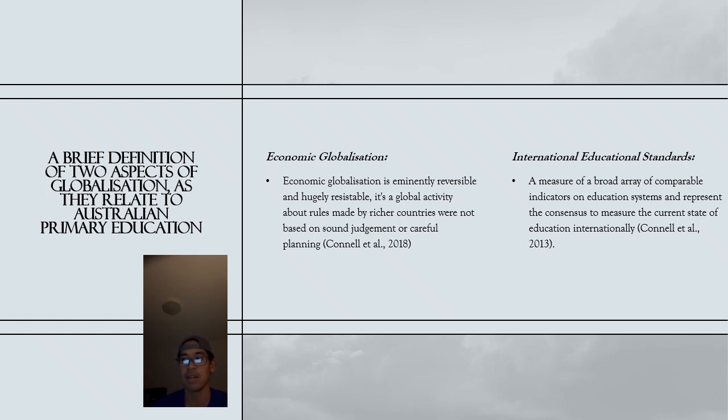On the other hand, international educational standards are used as a measure of comparable indicators on educational systems, and they represent the consensus to measure the current state of education internationally. Evaluation can be conducted in various ways, and the Organization for Economic Cooperation and Development's Education at a Glance series, or OECD, is an example, which enables comparison of some aspects of different countries' educational systems through an array of statistics, as cited by Connell et al. 2013.